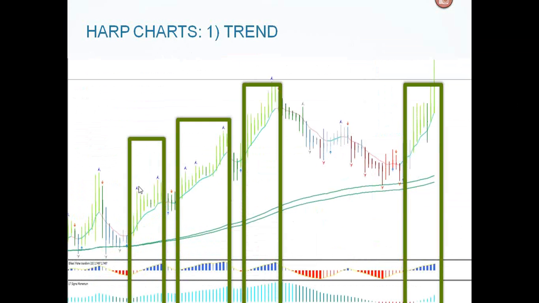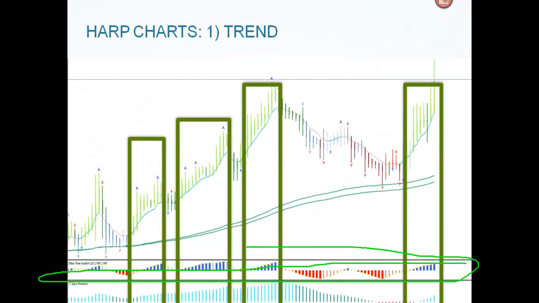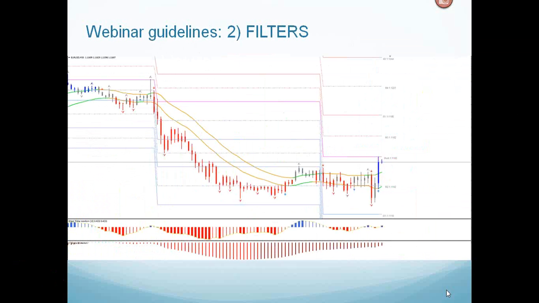So the first thing we look at is trend. We can use the trend very easily by using the Heikin Ashi candles, indicating light green, and the special momentum indicator right here, this one, indicating dark blue upside, dark red downside. So it's very easy to spot momentum. I talked about that yesterday in big detail.